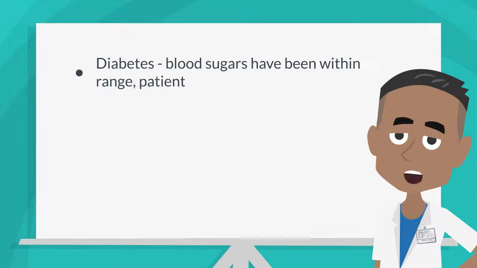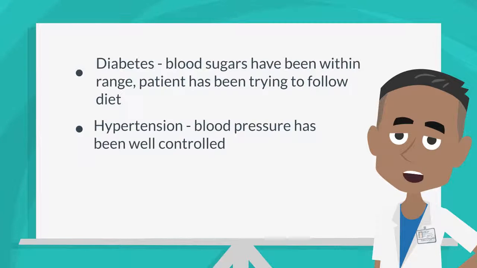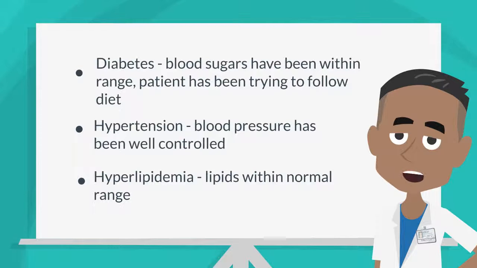At follow-up visits, the HPI may be best documented by describing the current status of each of the chronic conditions. Here are some examples. Diabetes, blood sugars have been within range, patient has been trying to follow diet. Hypertension, blood pressure has been well controlled. Hyperlipidemia, lipids are within normal range.